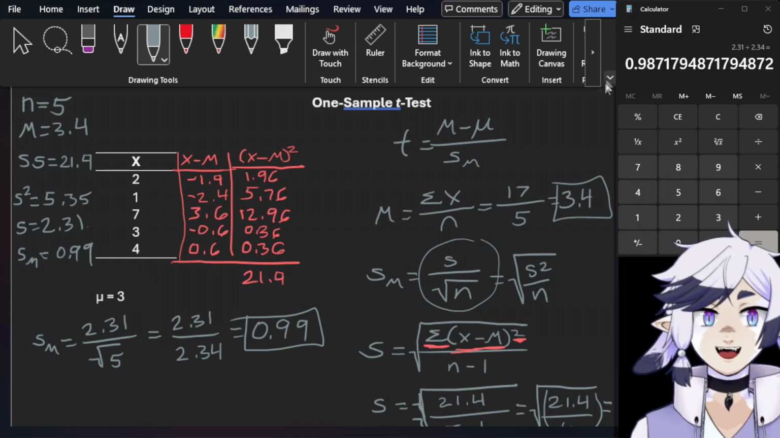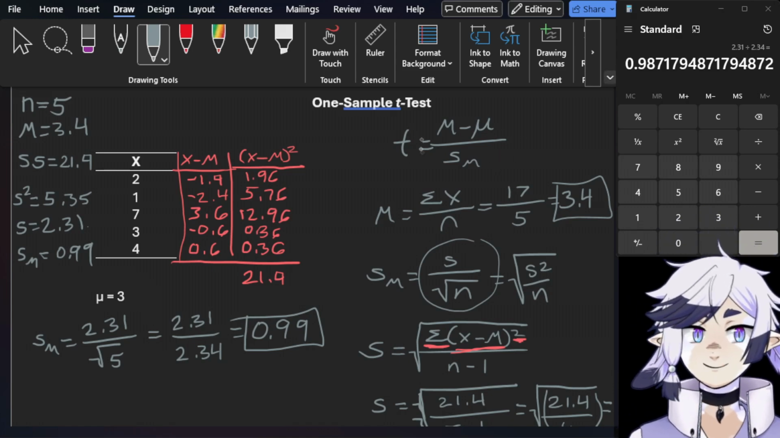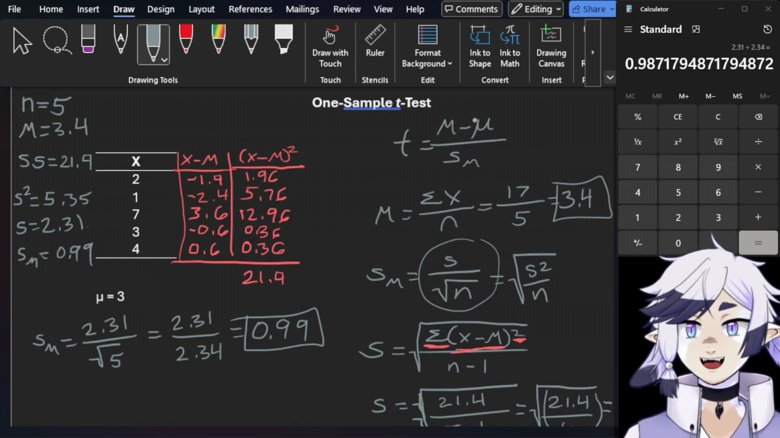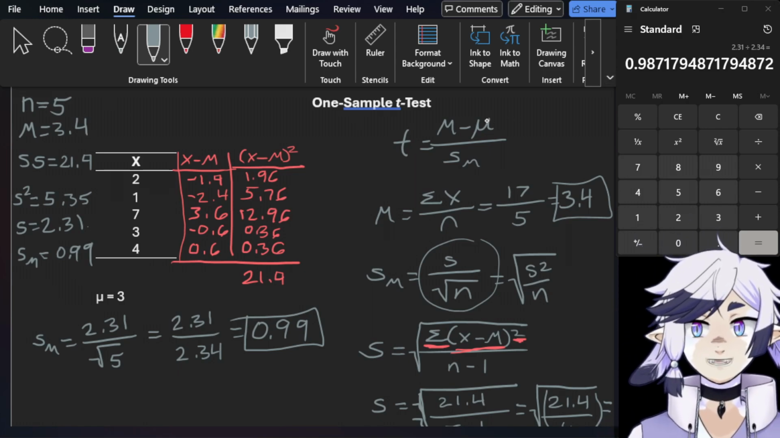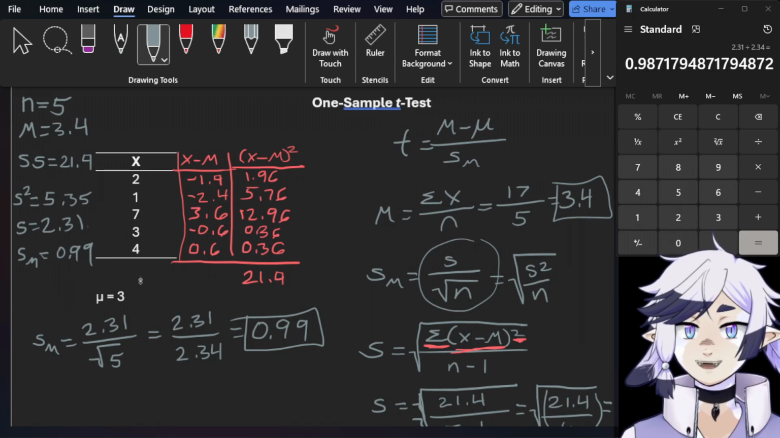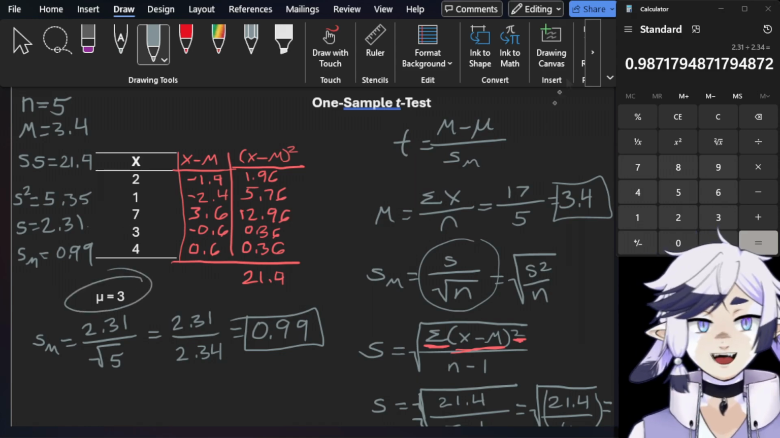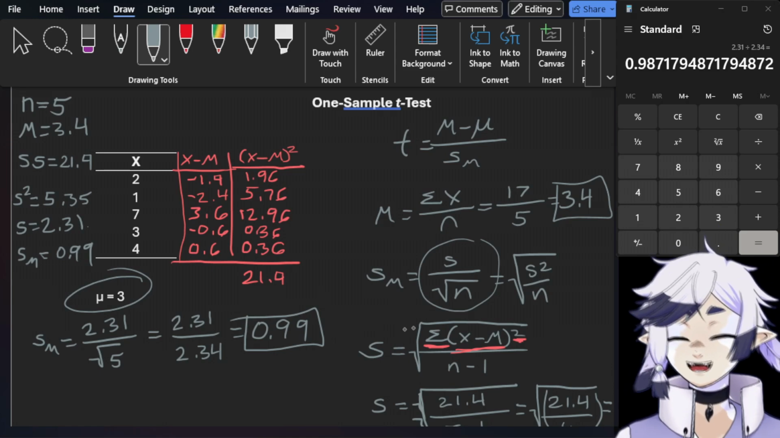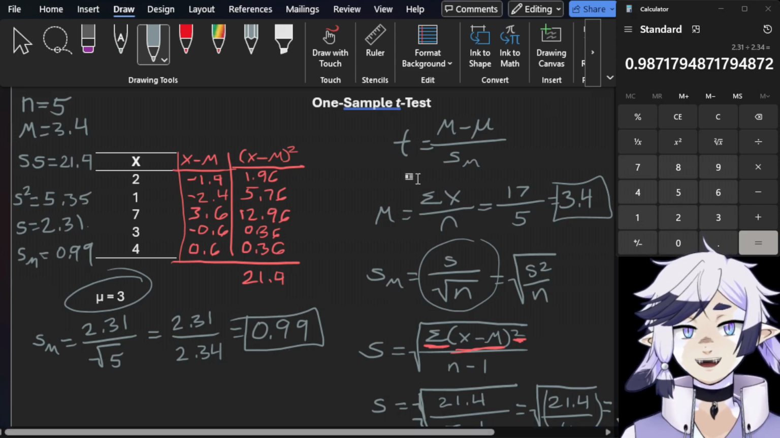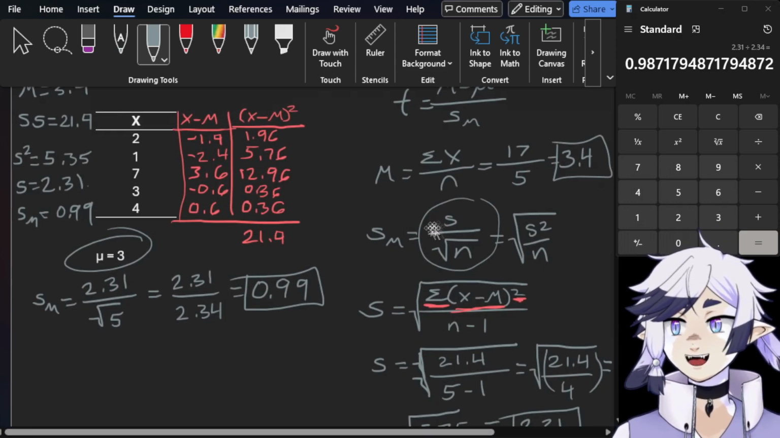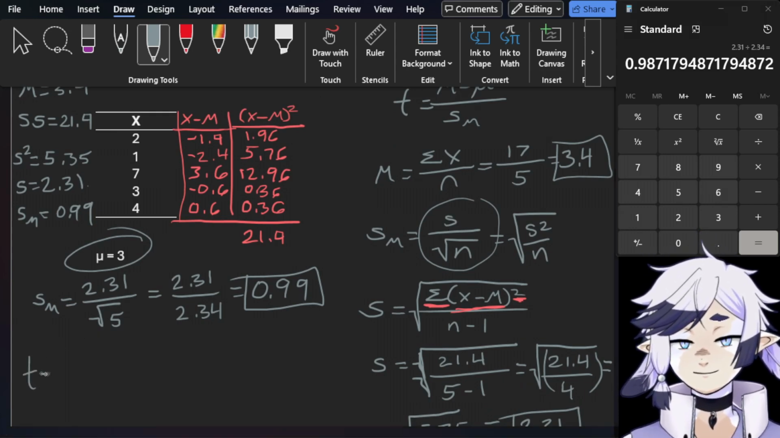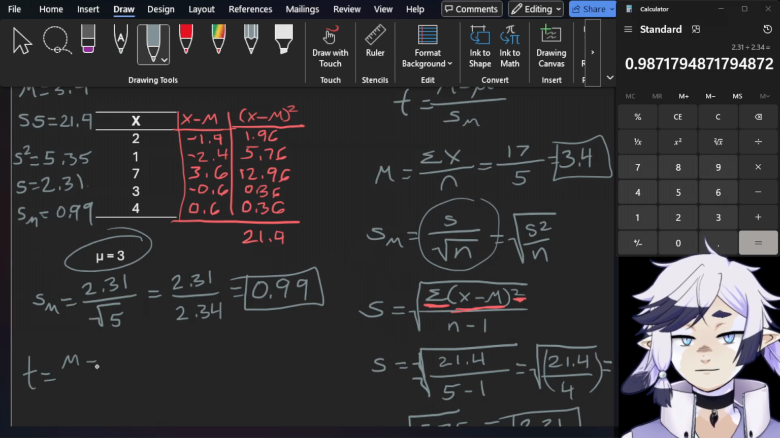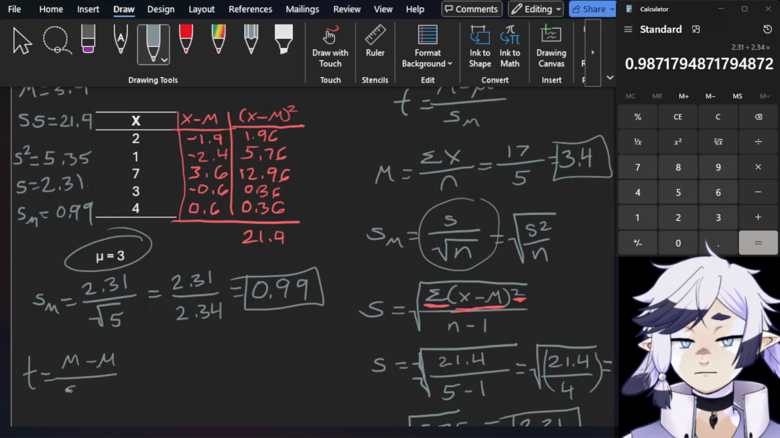So let's go back and look at our t-test formula. That is our sample mean, which we have, that's 3.4, minus the population mean, which was given to us, it is 3, over the standard error, which is the thing that we just calculated, this 0.99. So now we can finally calculate our t-test. We finally have enough information to do that. So t is equal to our sample mean minus the population mean over the standard error.